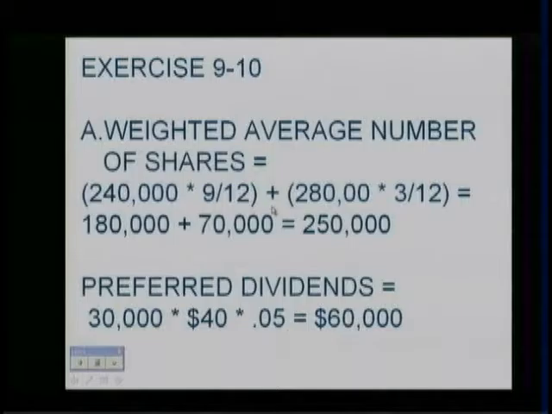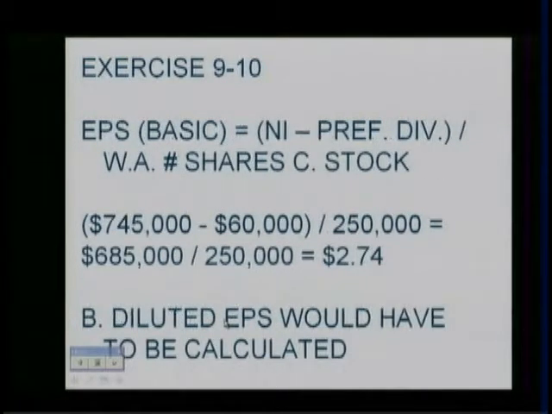You then sold 40,000 more shares, so you now have 280,000 shares, and those were outstanding from the end of October till the end of January, which is 3 months. You take your 180,000 plus 70,000, and you get 250,000 as your weighted average number of shares of stock. Now you need to compute your preferred dividend. You take the number of shares of preferred stock times the par value times the percent of dividend, which is 5%. You're going to pay preferred dividends of $60,000.